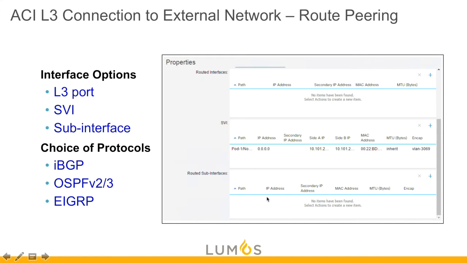We can also do routed subinterfaces. So it's like a routed interface, but instead of the entire interface being that IP address, we're carving it up using 802.1q. We've got a couple of different protocols we can use. We can do iBGP, OSPF, as well as EIGRP.